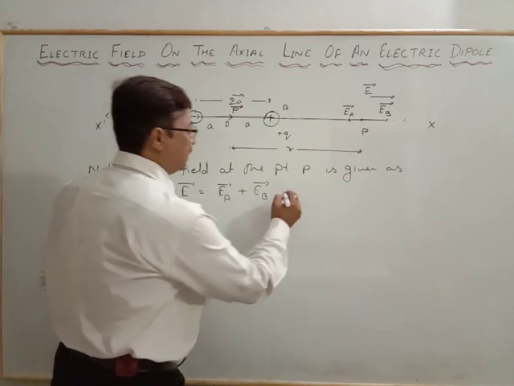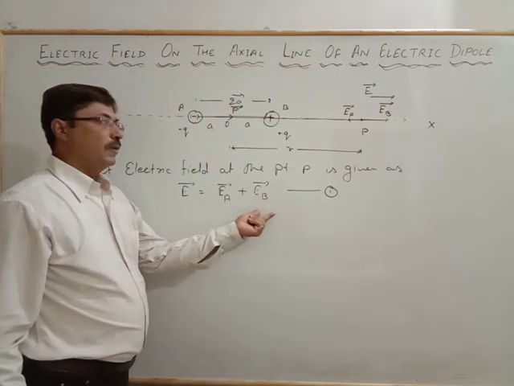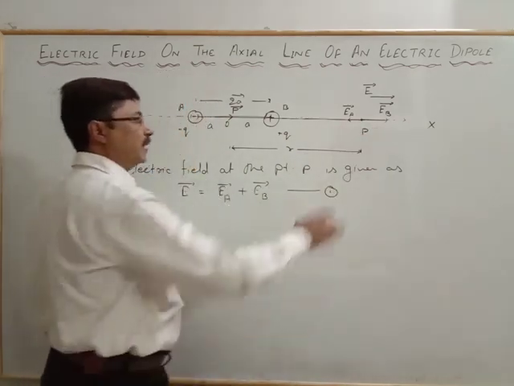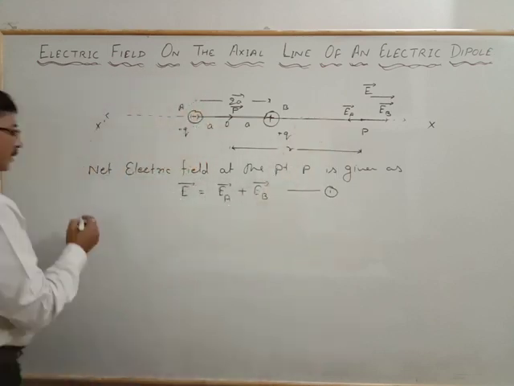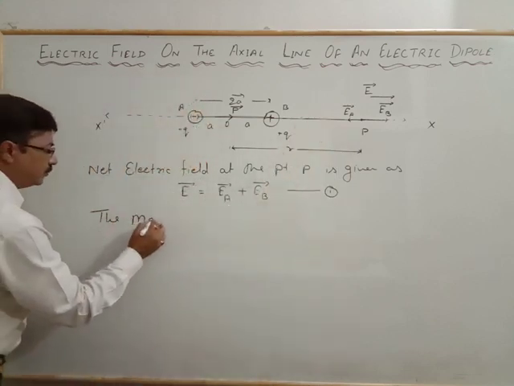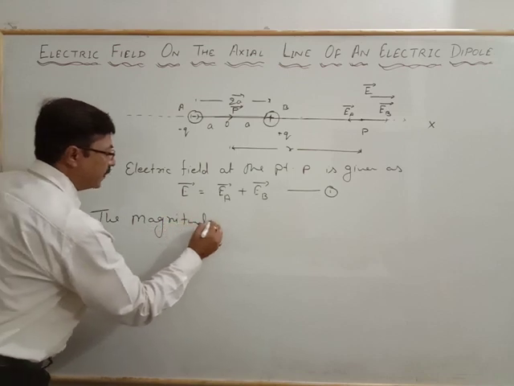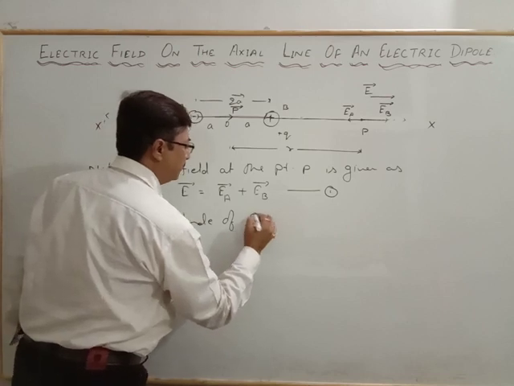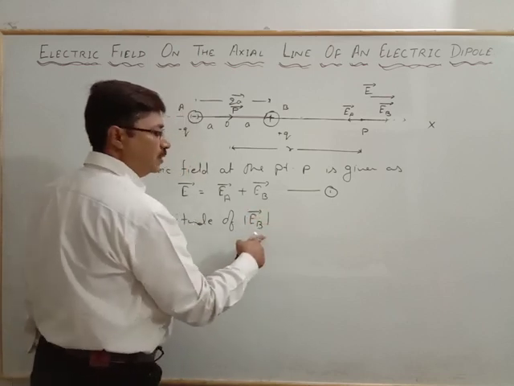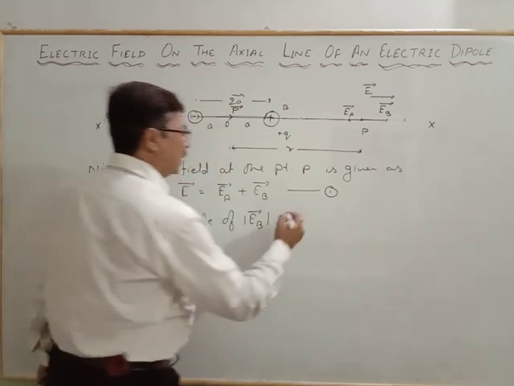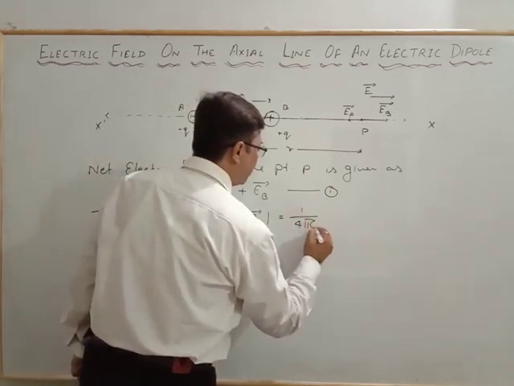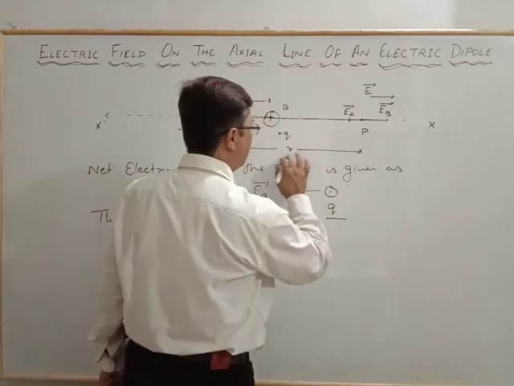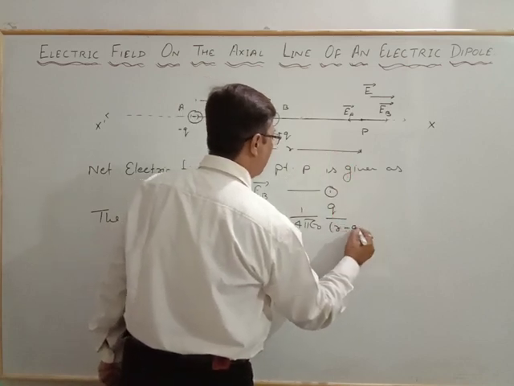In the vector representation, it is the sum of both vectors. Now, we consider the magnitude of each, EB or EA. The magnitude of the EB vector, that is, magnitude mod, we use, and that is equal to 1 by 4 pi epsilon naught, Q, capital Q, by the distance, here it is (r minus a) whole square.